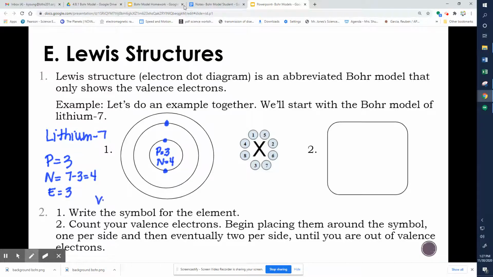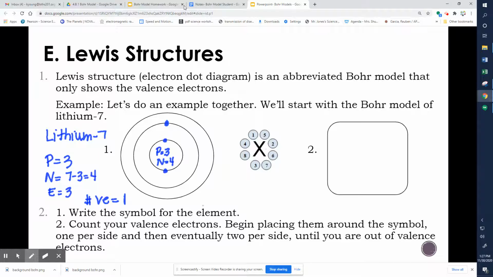The number of valence electrons. How many are on the outermost shell? 1. When I place my valence electrons, there is a certain way to do it for the electron dot diagram. That's what this is telling us.